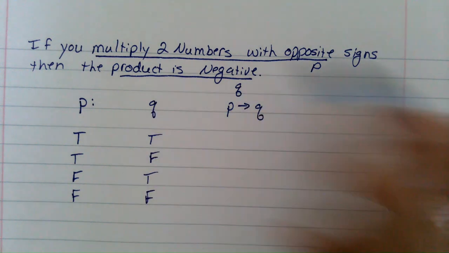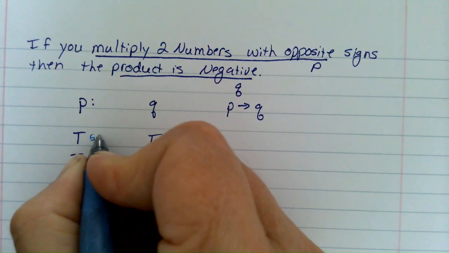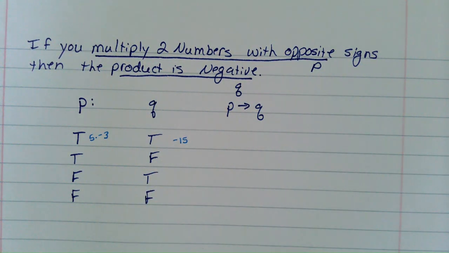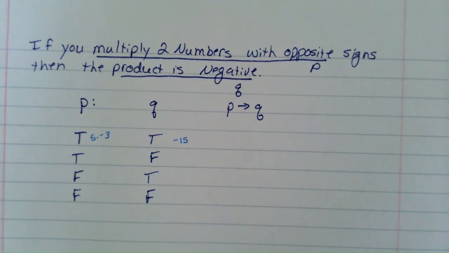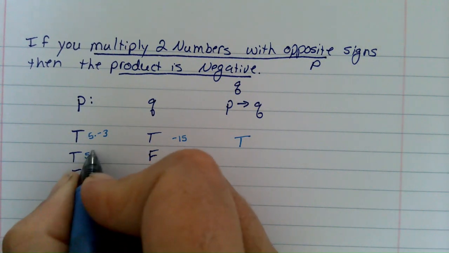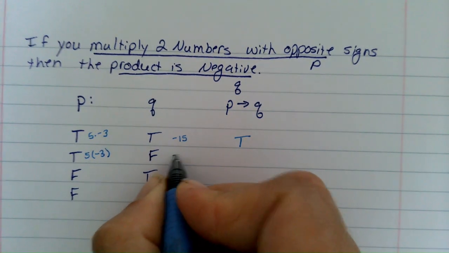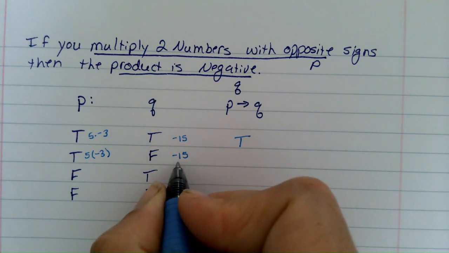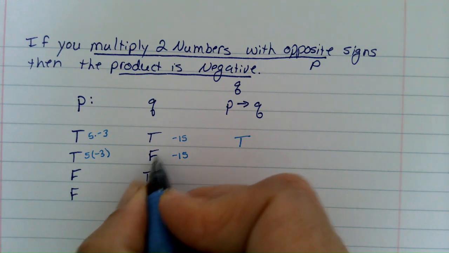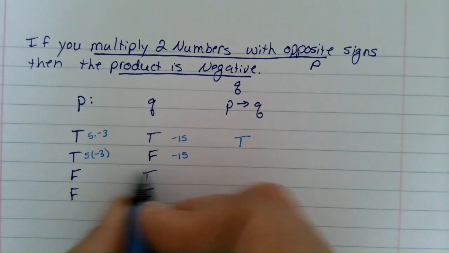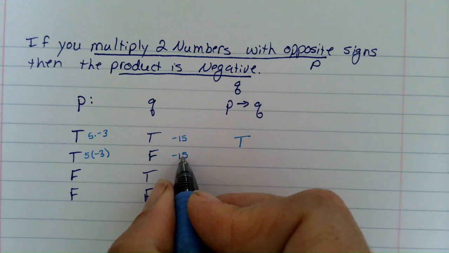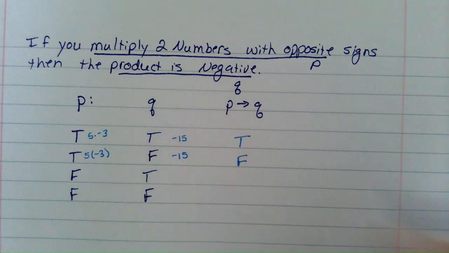So multiply two numbers with opposite signs. That would be like 5 times negative 3. The product is negative 15. Is that negative? Yes. So this made a true statement. Okay. Multiply numbers with opposite signs. The product is negative. Well, that's true, not false. So this doesn't match up, right? This was true, but this isn't false. This is still true. So that's why this is a lie.